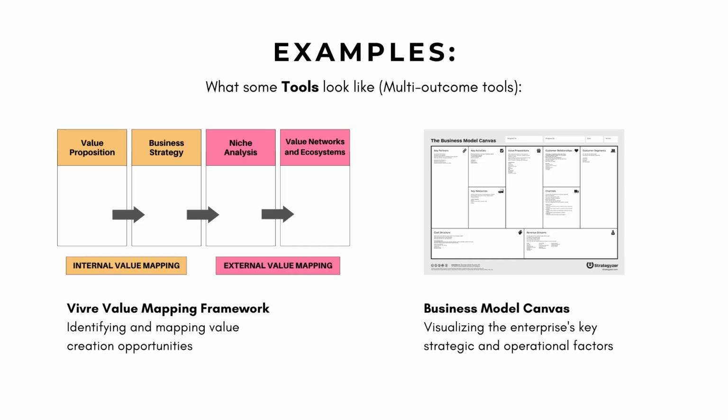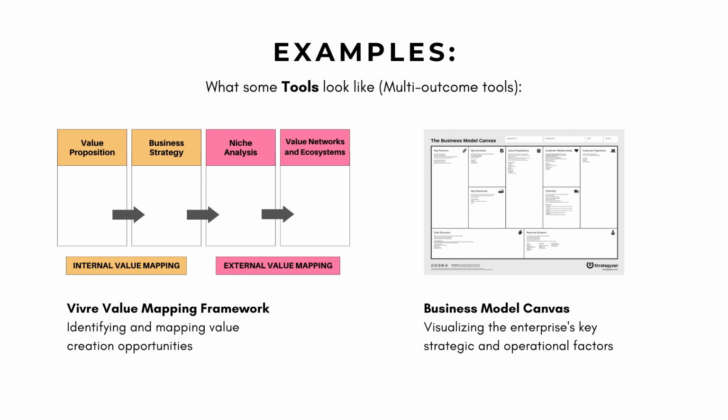Now, the existence of a single outcome tool implies the existence of multi-outcome tools. And I've got examples of those as well. As a matter of fact, the Vive value mapping framework is a good example of a multi-outcome tool. Remember, the framework helps you identify and map value creation opportunities. And this means that you are able to find value opportunities not only in just one sector of the framework, but in multiple areas of the framework.